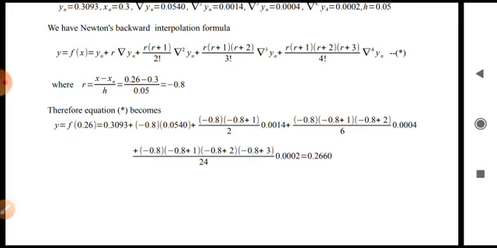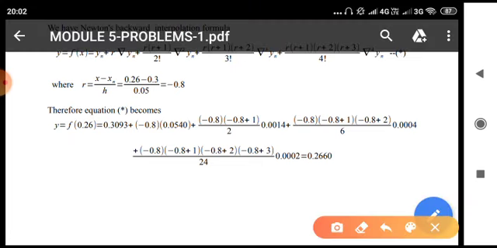After simplifying, we get 0.2660. Thus, the value of y of 0.26 is 0.2660.